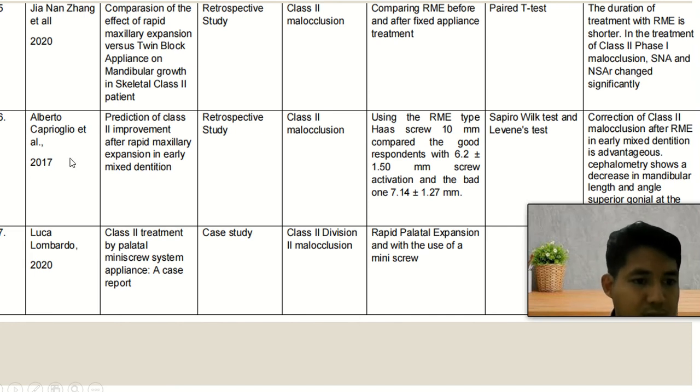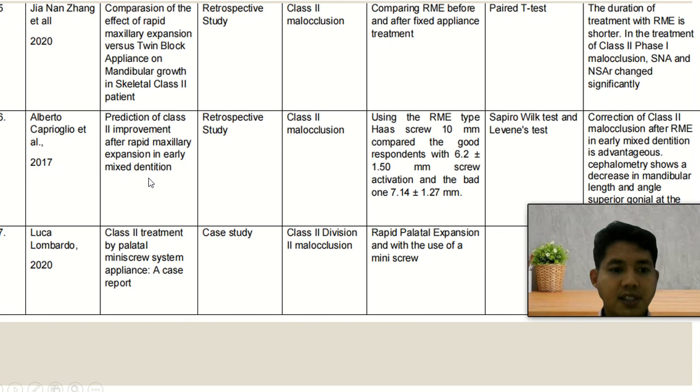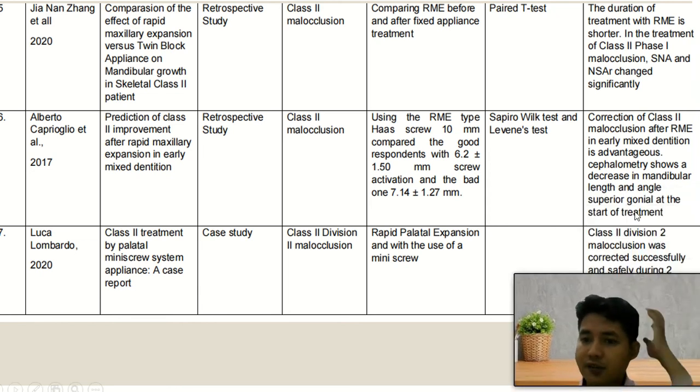6. Alberto Caprioglio et al., year 2017. The title: Prediction of Class 2 Improvement after Rapid Maxillary Expansion in Early Mixed Dentition. Malocclusion class 2, using the RME type with a 10 mm screw, comparing good responders and the bad ones by screw activation. The conclusion: correction of class 2 malocclusion after RME in early mixed dentition is advantageous. Cephalometry shows a decrease in mandibular plane angle at the start of treatment.